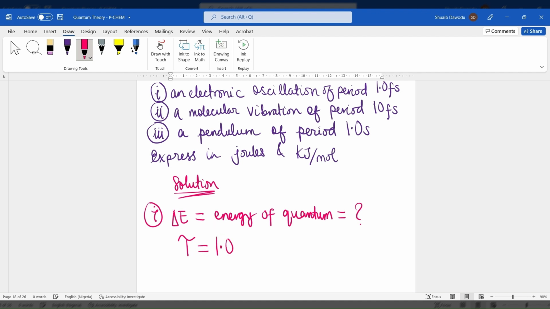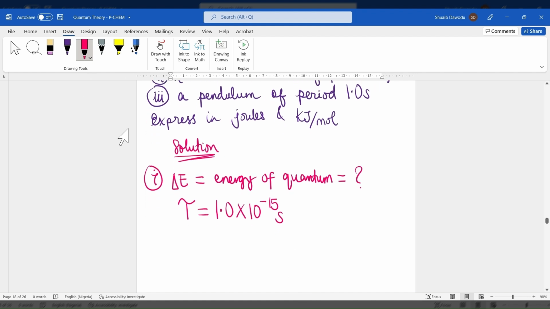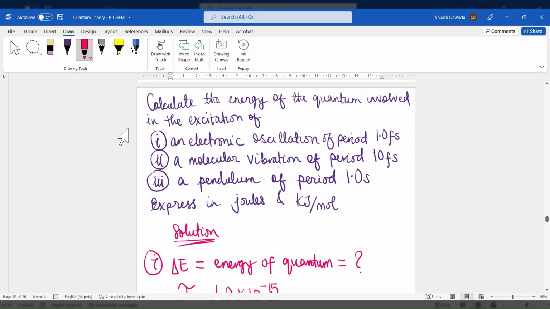So 1.0 fs, so that's times 10 to the power of negative 15 seconds, because the unit for period is usually in seconds. I want to quickly mention that this fs works the same way as something like centimeter or kilometer, where you have times 10 to the power of 3, or nanometer, times 10 to the power of negative 9. So that is what this f in fs stands for. That's basically it. That's the period.